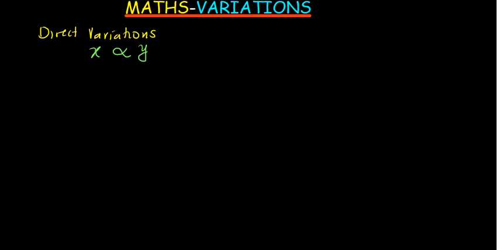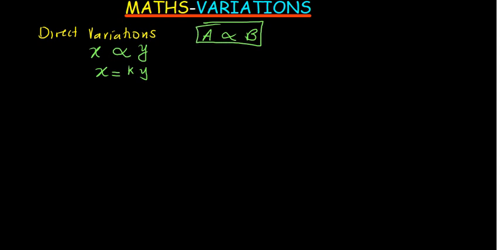If you want to change it to put an equal sign, then it becomes x is equal to ky. So you always introduce this constant of variation whenever you are introducing an equal sign when you're talking about variations. So direct variations, you just see one quantity going to another quantity, like that.